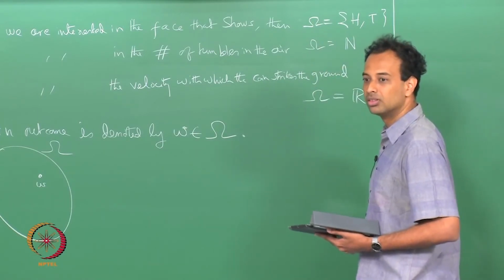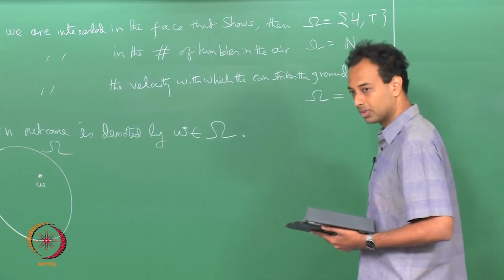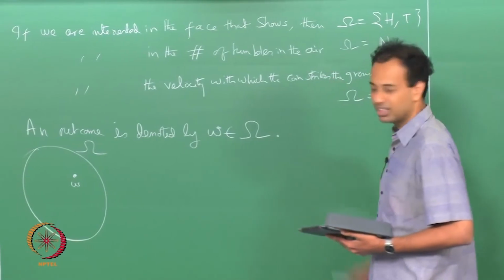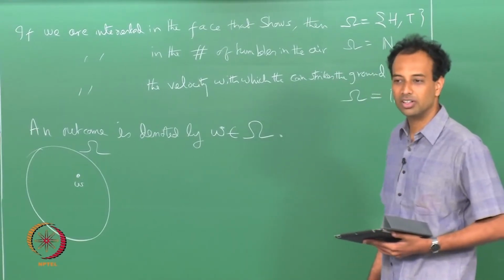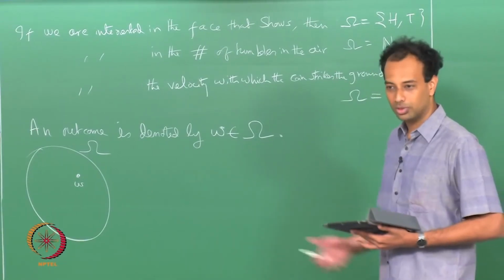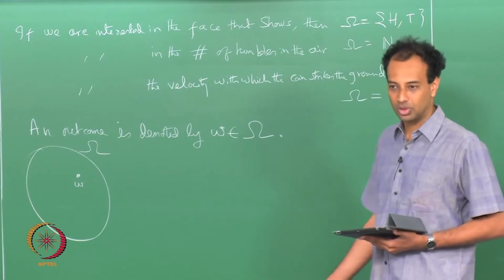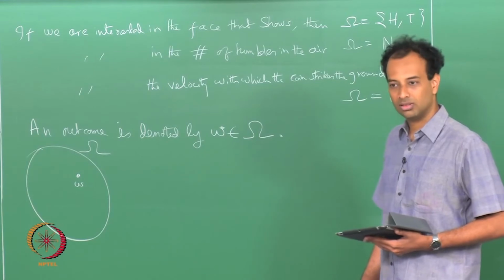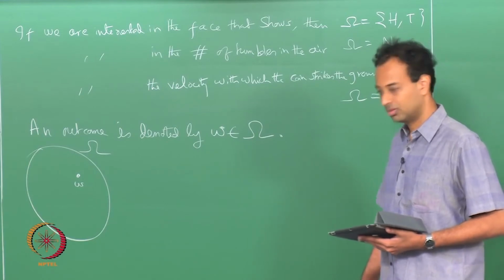Can omega be a combination of tumbles and faces also? Yes, it really depends on what you are interested in. If you want to measure both, you will have a big omega correspondingly, because the sample set may contain natural numbers and some H, T.